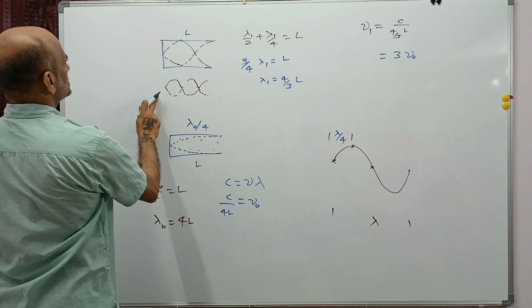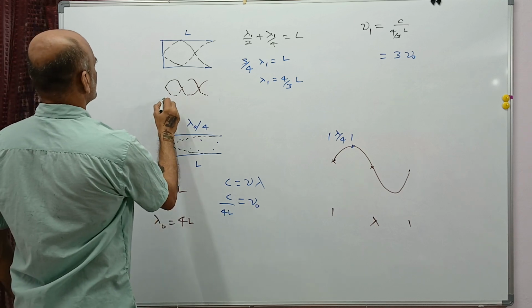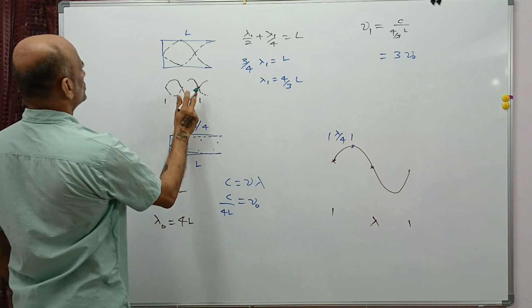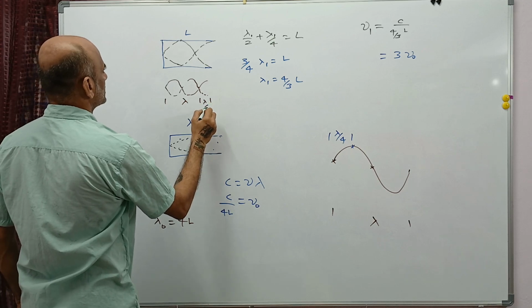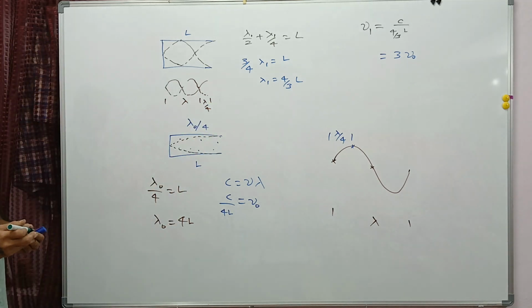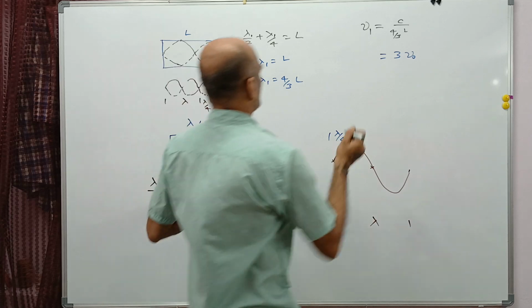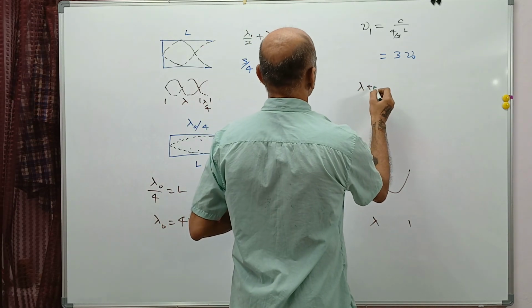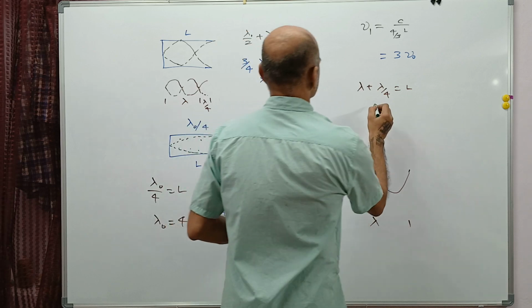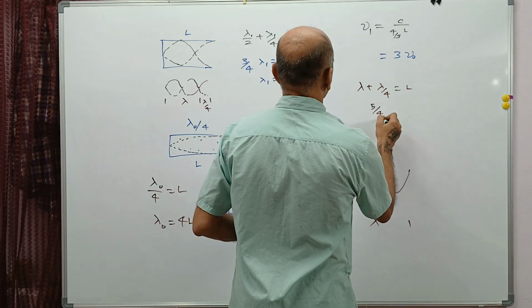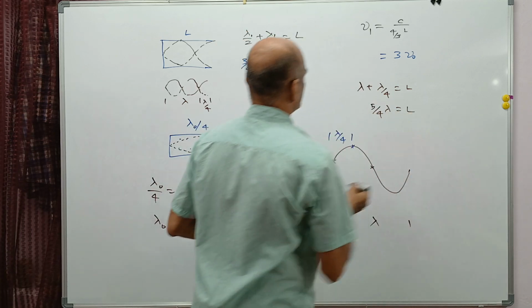This is 0, this is 1, this is 2. So here you have from here to here, you can consider as 2 lambda by 2, or lambda plus quarter wavelength, lambda by 4. So the next higher mode will have lambda plus lambda by 4 equal to L. So that is 5 by 4 lambda equal to L.